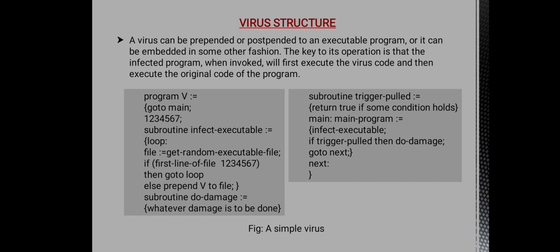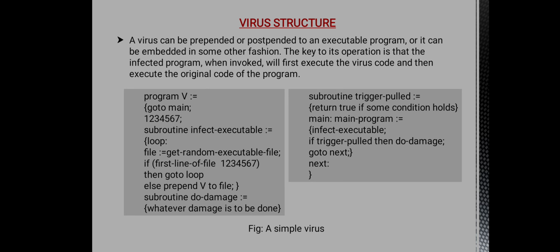In this case, the virus code V is prepended to infected programs, and it is assumed that the entry point to the program when invoked is the first line of the program. The infected program begins with the virus code and works as follows. The first line of the code is a jump to the main virus program. The second line is a special marker that is used by the virus to determine whether or not a potential victim program has already been infected with this virus.